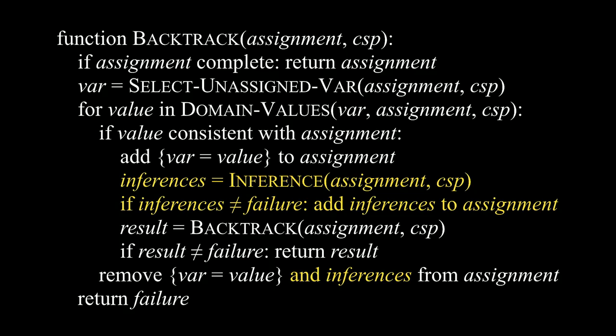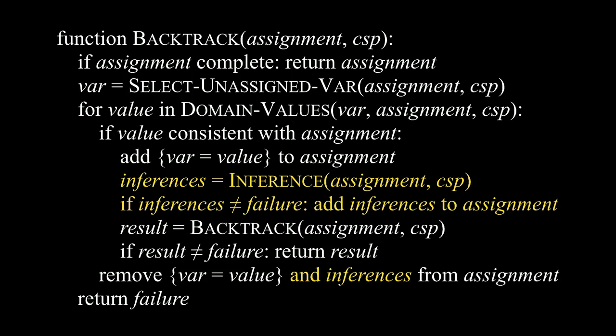Same as before, the changes here highlighted in yellow. Every time we add a new variable equals value to our assignment, we'll go ahead and run this inference procedure, which might do a number of different things. But one thing it could do is call the maintaining arc consistency algorithm to make sure we're able to enforce arc consistency on the problem. And we might be able to draw new inferences as a result of that process, get new guarantees of this variable needs to be equal to that value, for example.